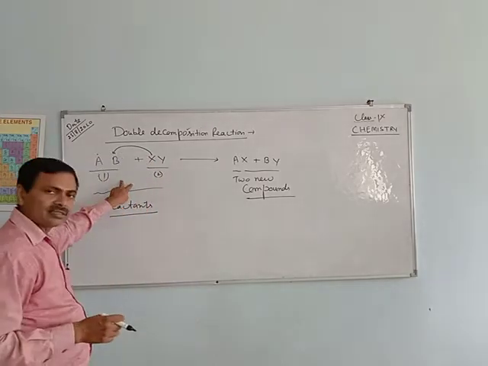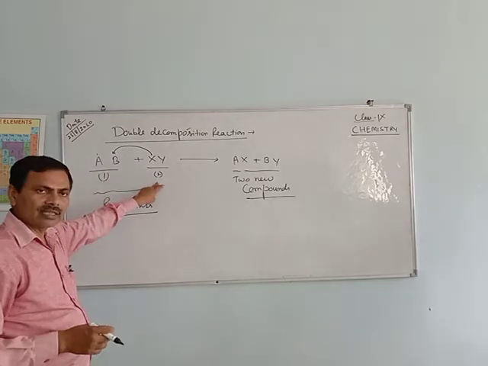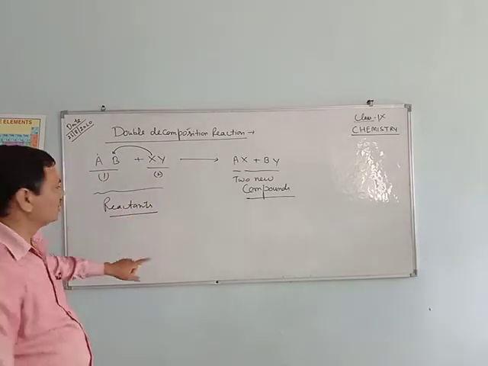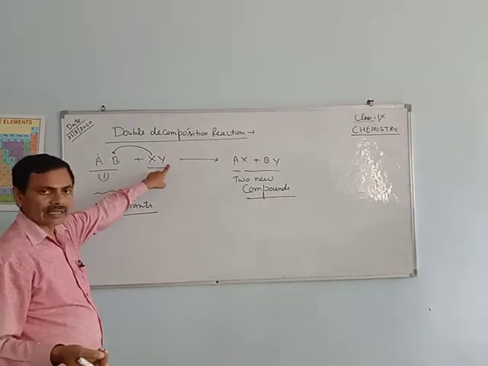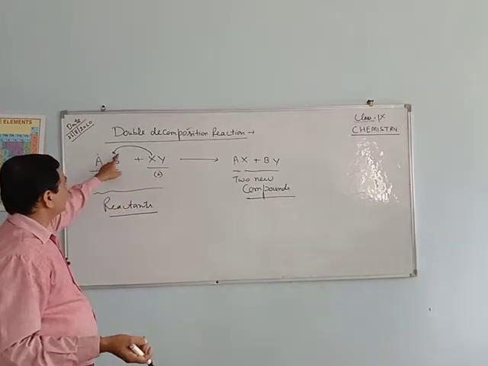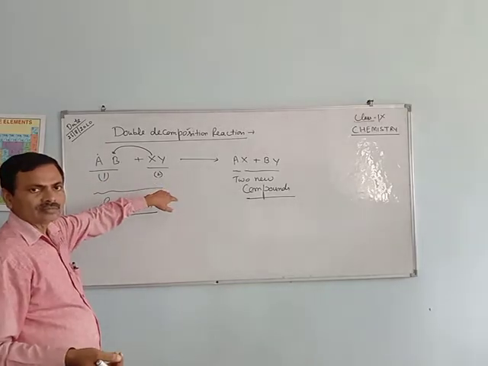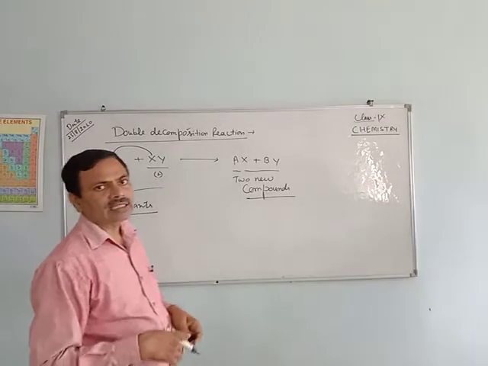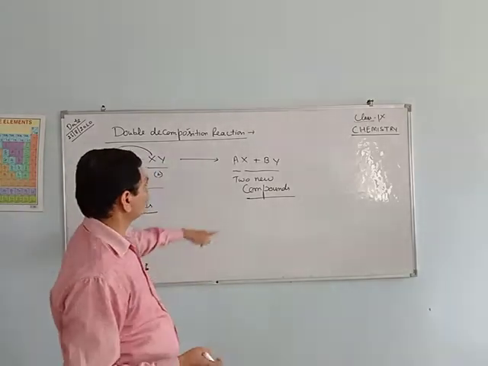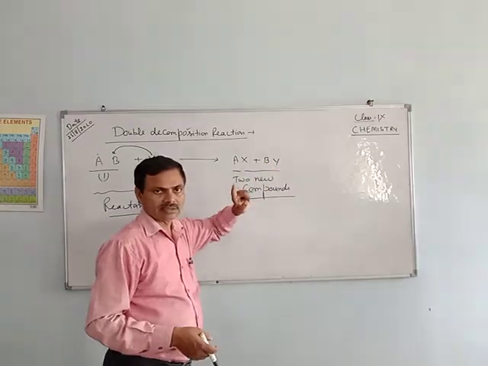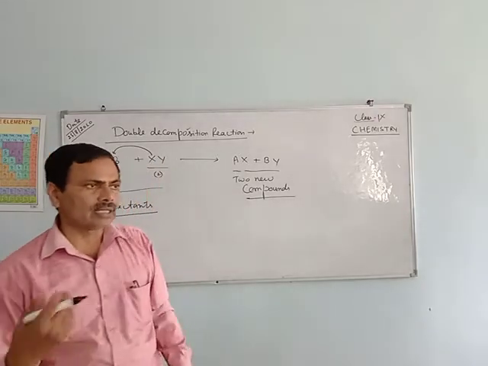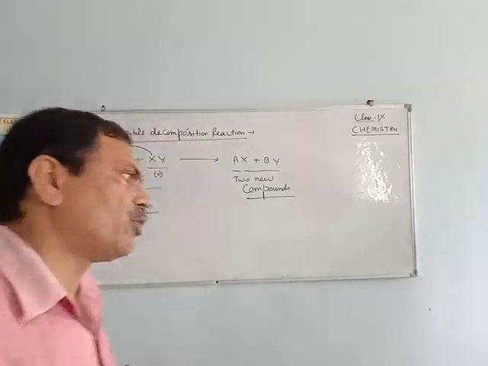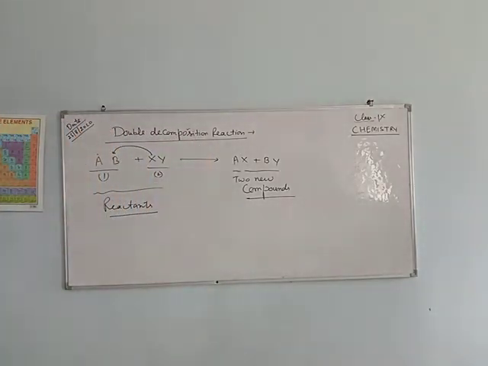There are 2 reactants, AB and XY. Both are decomposed. AB splits into A and B, and XY splits into X and Y. They may be plus and minus, and positive and negative charges attract each other. AX and BY are the new products, and one of the products will be in the insoluble state to form the precipitate.